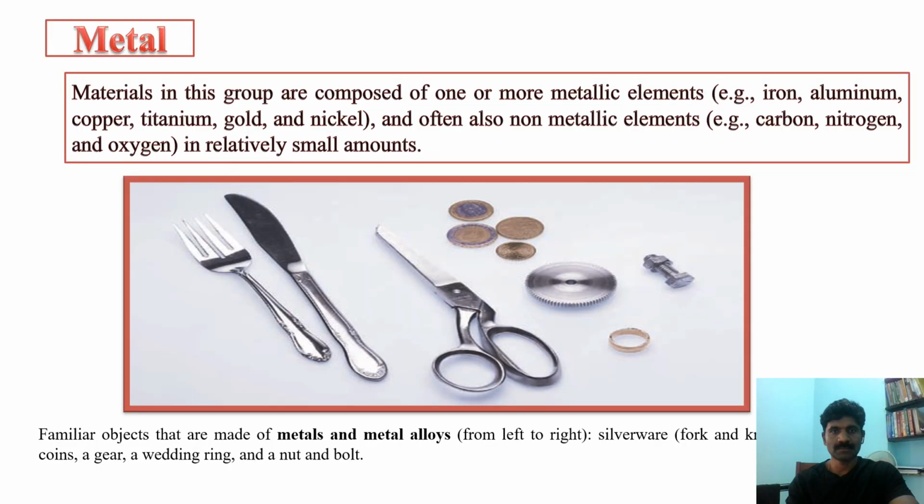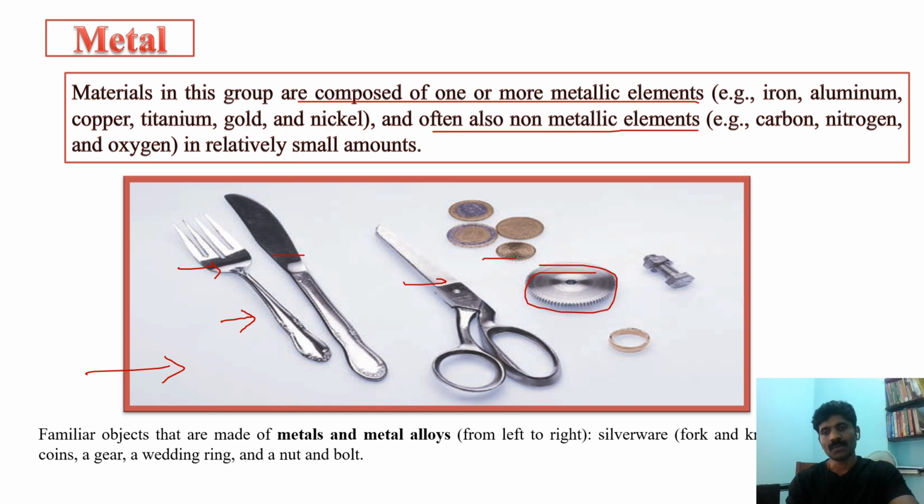Talking about the metal are the materials which are composed of one or more metallic elements and often also non-metallic elements. So in this picture, you all can see the products made up of metal and metal alloys. So you can see a fork, knife, scissors, coins, a gear wheel, bolt and nut. So all these products are made up of metal.